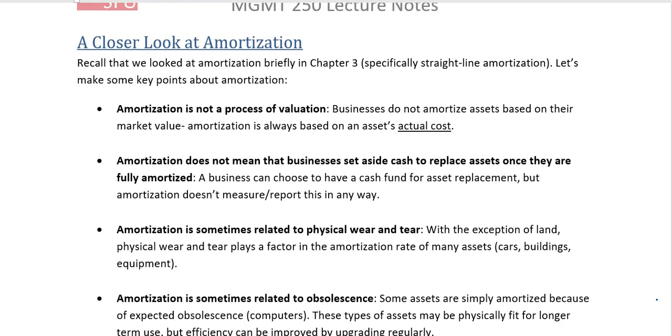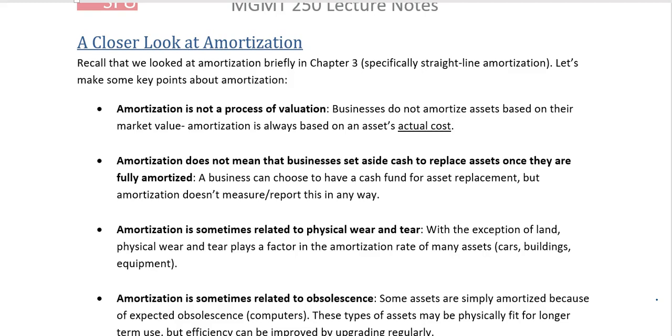A closer look at amortization. Recall that we looked at amortization briefly in Chapter 3, specifically straight line amortization. Let's make some key points about amortization. And recall that amortization and depreciation are the same thing, interchangeable words, so you can go with the one you prefer. You will hear me use both of them in this chapter and in this course.